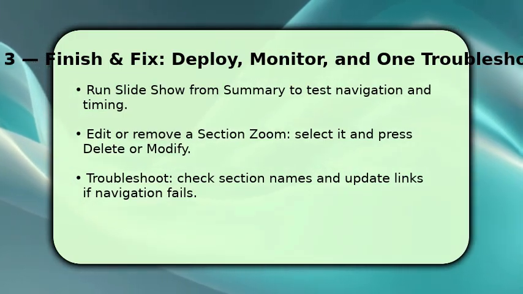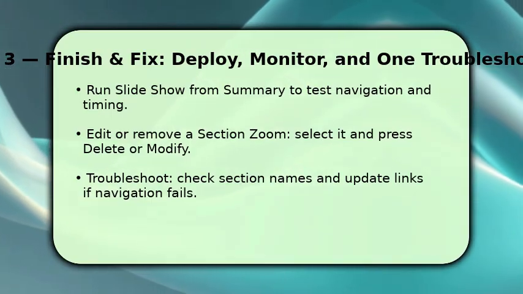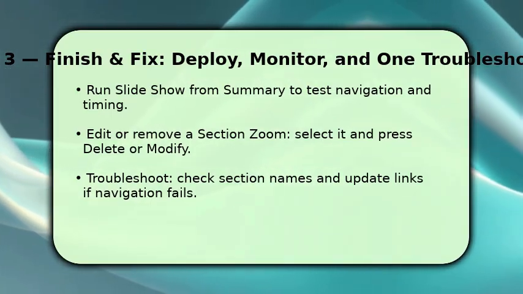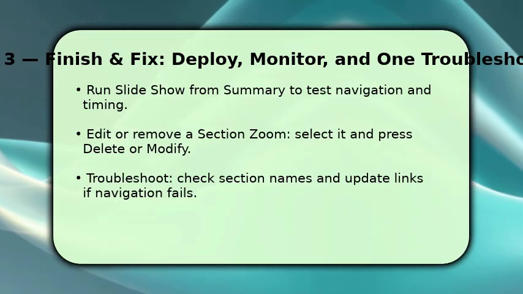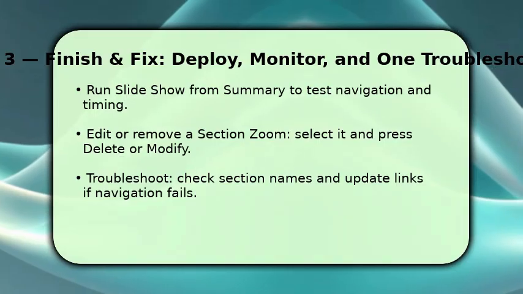If animations or transitions stutter, lower transition duration or disable heavy background effects. One quick troubleshooting tip: if a zoom doesn't jump, ensure the section still exists and the slide indexes haven't shifted after edits.